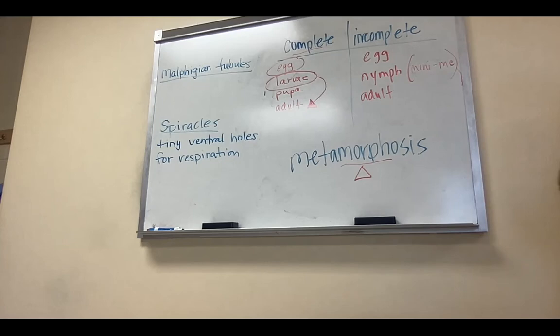But if we went all the way back to the simplest organism, the sponge, did the sponge have any type of body symmetry? No, it was the only animal we saw that doesn't have body symmetry, because you can't really truly divide them in any way. But then what's the next one? Earthworms, crayfish, cnidarians.